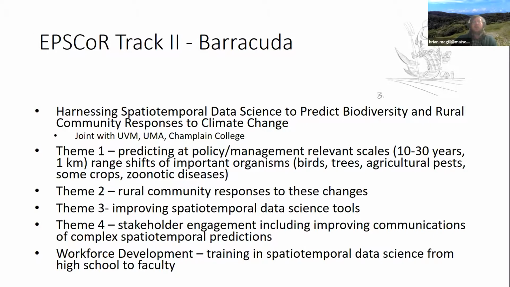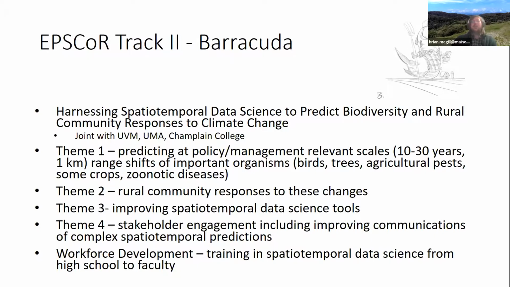These changes have big impacts on humans. We're specifically looking at agriculture and farming and the rural community response to these changes, right? So there's adaptation, specifically range shifting primarily in the climate, in the natural world or the semi-natural agricultural world. And then there's a rural community human response to these changes. So we have some social scientists looking at the human response.